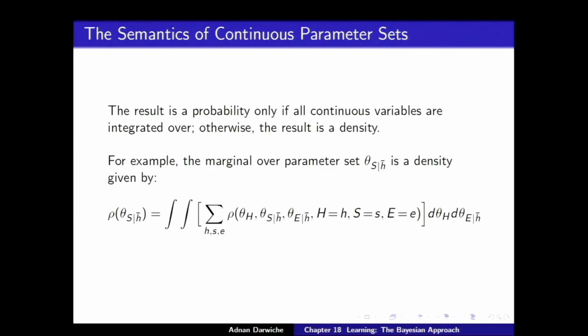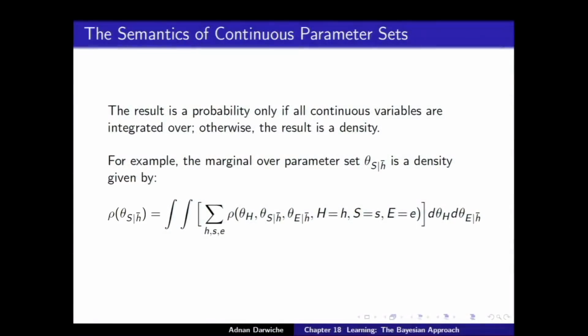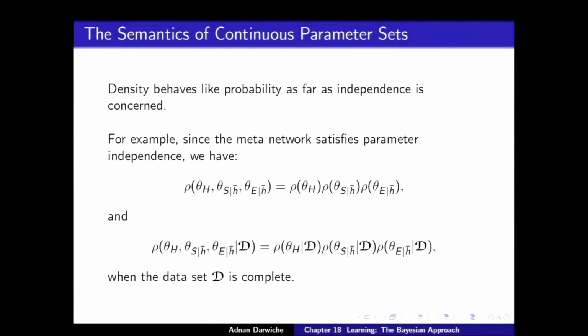And here's yet another example. What I'm doing here is first summing out all of the discrete variables from this one. And then I'm integrating out 2 parameter sets. And then I'm left with the density over this particular one. Right? Straightforward.